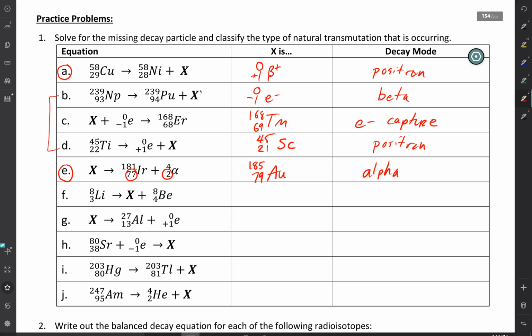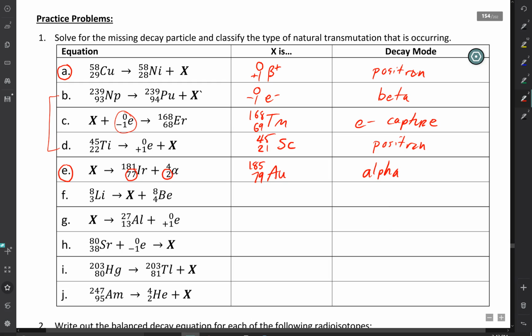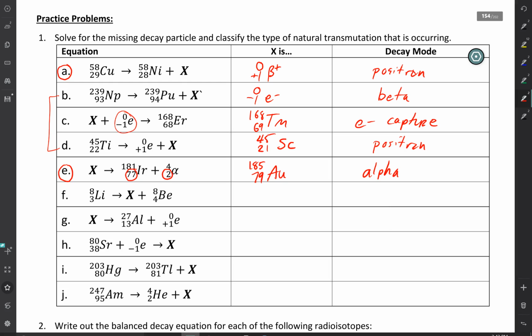All right, you can take a minute and check your work against what we've got on the screen. For letter B, we don't see a change in mass, and we see the atomic number increasing by 1, so this must be a beta decay. Letter C must have been thulium-168 decaying via electron capture. I know it's electron capture because I see an electron over on my reactant side of the equation. Again, my mass has to equal 168 because that's what I've got on the product side. And I need an atomic number that's equal to 68, so 69 minus 1 gives me 68.